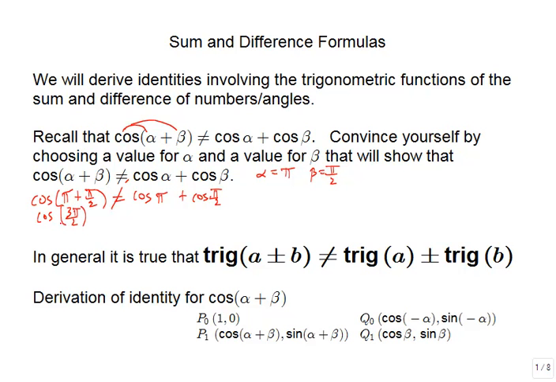And cosine of 3 pi over 2, that's the same as 270 degrees on the negative y-axis. So the cosine value would be the x value there, which is 0. So cosine of 3 pi over 2 is 0.